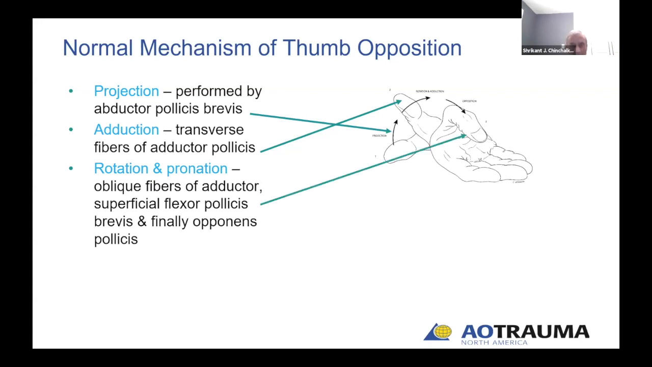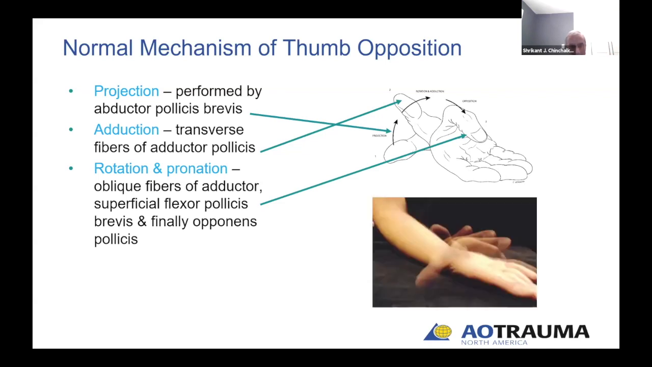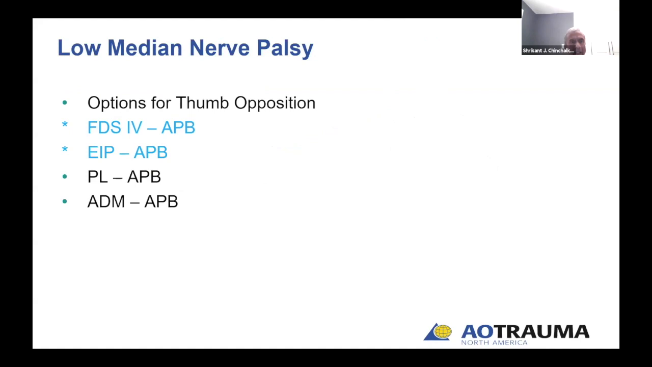So the tendon transfer that is addressing the opposition of the thumb must be a resultant vector of all these three muscles. The three components are provided by different groups of muscles, so that we have nice opposition to the index finger or the base of the fifth. For low median nerve palsy, FDS of the fourth finger connecting to abductor pollicis brevis, or extensor indicis proprius connected to abductor pollicis brevis. These are the two most common choices.